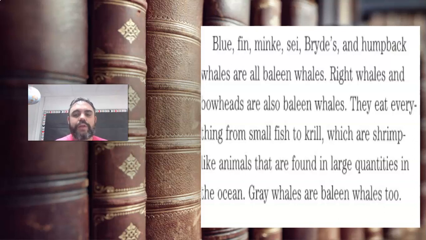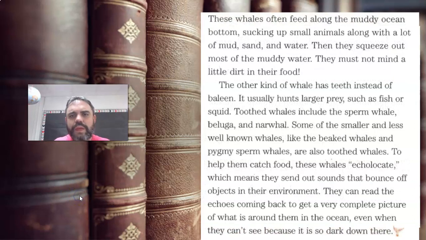They eat everything from small fish to krill, which are shrimp-like animals that are found in large quantities in the ocean. Gray whales are also baleen whales. And wrapping up, these whales often feed along the muddy ocean bottom, sucking up small animals along with a lot of mud, sand, and water. Then they squeeze out most of the muddy water. They must not mind a little dirt in their food, which, dirt don't hurt, right?